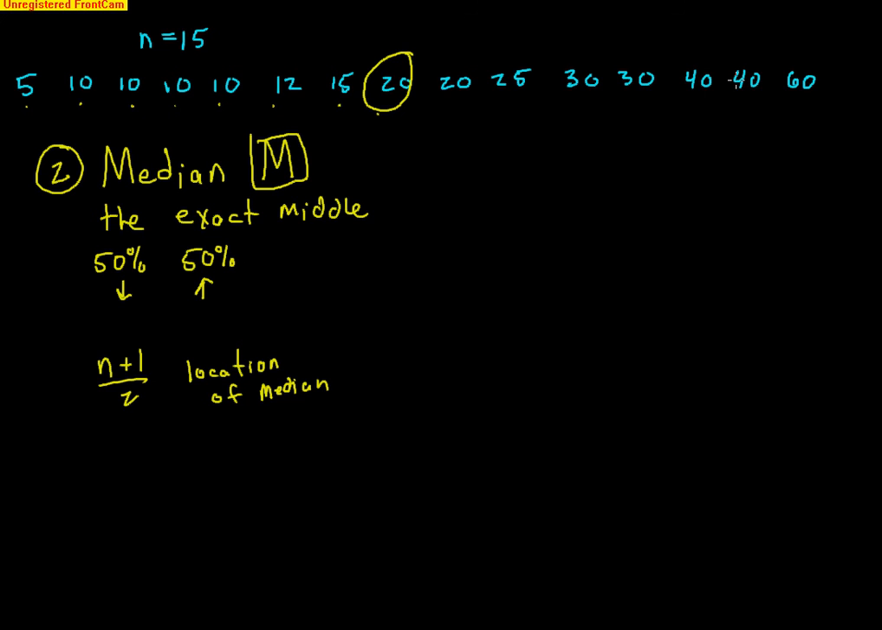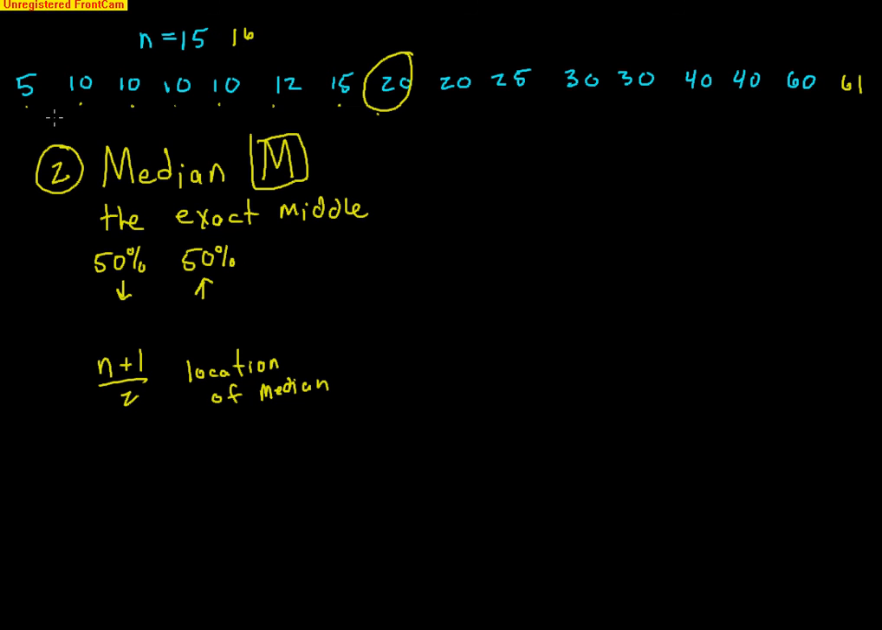There's my median. Now, if you have an even amount of data, like let's say I had 16, well then there is no exact middle, right? So the middle would be the average of your middle 2 values, if that makes sense. So let's just pretend for a second that I had another value out here, 61. So now I have 16 pieces of data. 16 plus 1 is 17, and 17 divided by 2 is 8.5. That means that the median is located between the 8th and the 9th piece of data.